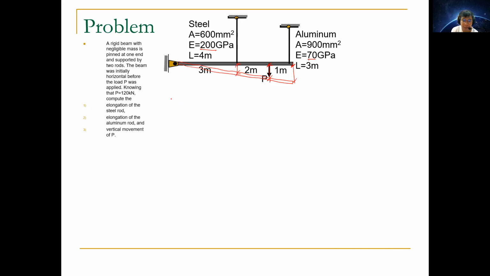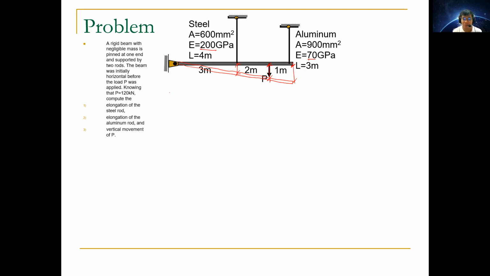Okay, so the first step is you have to get the compatibility equations first. So meaning we start off with the deflection. If you're going to start off with the deflection, we might utilize first this triangle. So rewriting the triangle again.